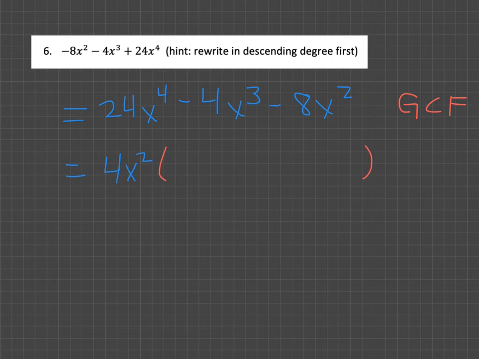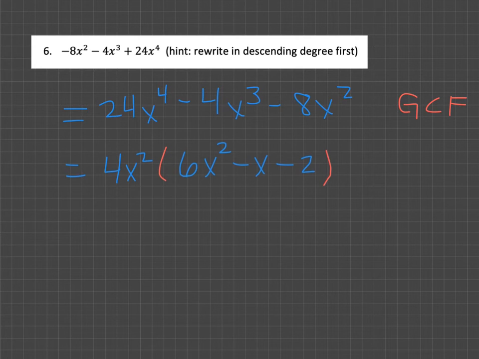squared. If we take 4 out of 24, we're left with a 6. If we take x squared out of x to the 4th, we're left with an x squared. If we take out 4 from -4, we're left with a -1. So just put the negative in there. We take x squared out of x cubed, we're left with x. If we take 4 out of -8, we are left with -2. If we take x squared out of x squared, we're left with no x's. So we get 6x squared minus x minus 2 in the parentheses.